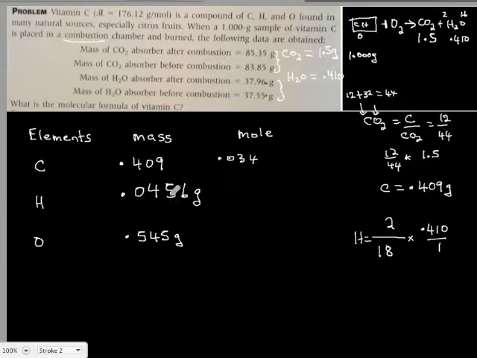0.0456 divided by approximately 1.008 would give you 0.0453, and 0.545 divided by 16 would give you 0.0341. So going through this whole scenario again, the word combustion tells us that that unknown compound that contains carbon, hydrogen, and oxygen combined with oxygen to produce carbon dioxide and water.